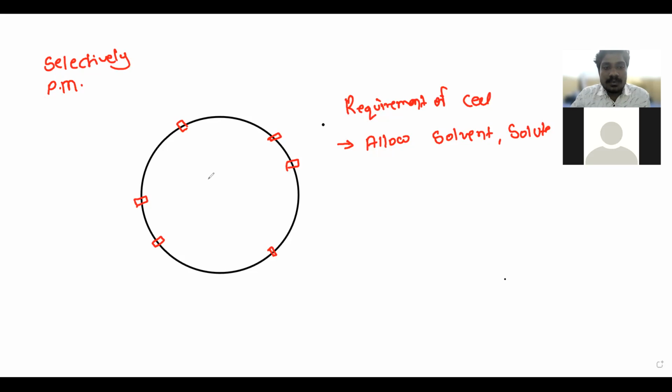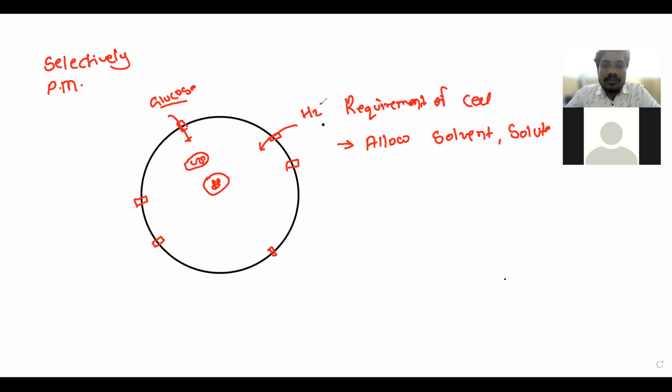For example, suppose this is the nucleus, this is the mitochondria of a cell, and suppose the cell requires energy. So it will allow the glucose molecules to enter inside the cell and not any other fat molecules. First it selects the type of molecules which should enter inside a cell. That is why this type of membrane is called the selectively permeable membrane.